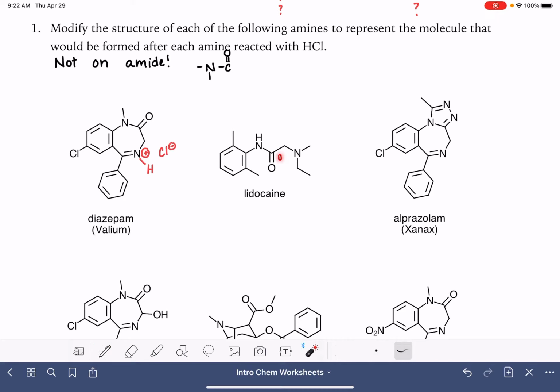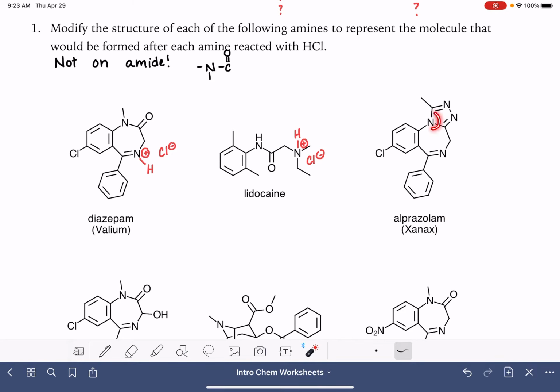Now let's take a look at lidocaine. Lidocaine has an amide, so we're not going to pay attention to that part of it. We're just going to focus on the amine, give that nitrogen a hydrogen, and also give it a positive charge, and then stick your chloride somewhere around. In terms of where you choose to draw the hydrogen, it doesn't matter. You could draw it anywhere you wanted. It doesn't make a difference. Where the positive charge goes, put it wherever you want. Chlorine, put it wherever you want.